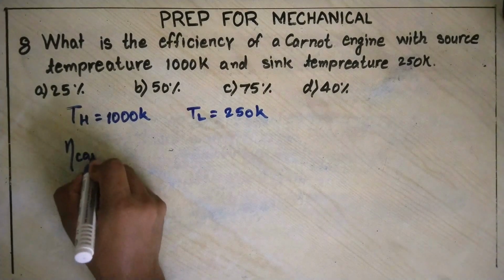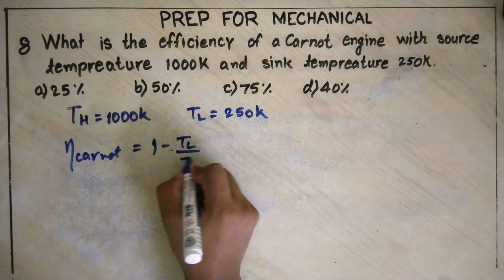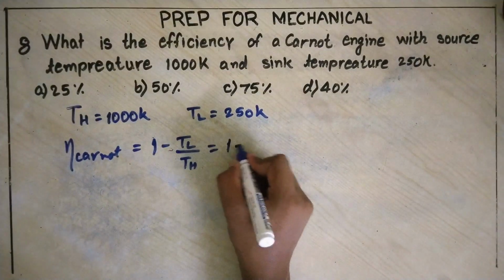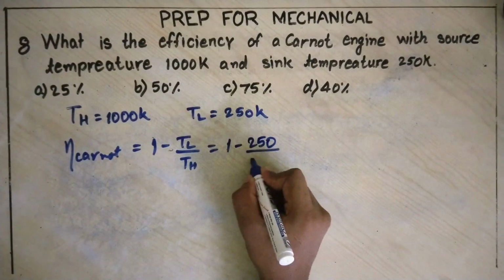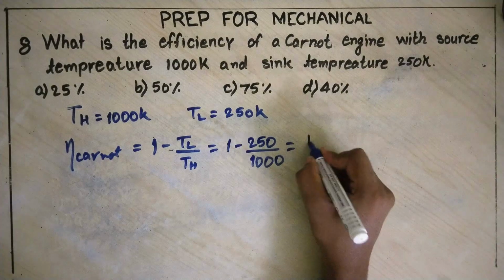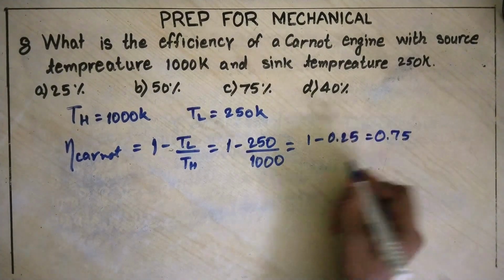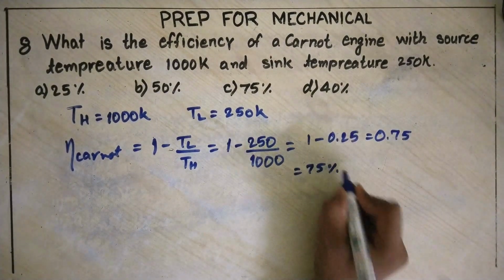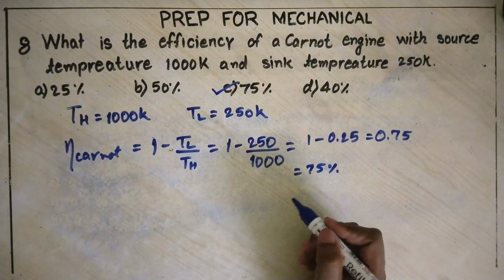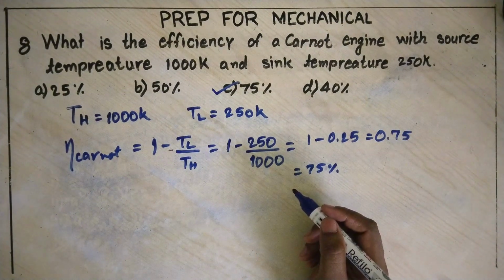Efficiency of Carnot engine equals 1 minus T lower temperature by T higher temperature. By putting all the values, we get efficiency equals 1 minus 250 by 1000, which is 1 minus 0.25 equals 0.75, that is 75%. So the correct option is C. I have already made a separate video on Carnot cycle. You can watch that for more details. I will provide the link in the description.